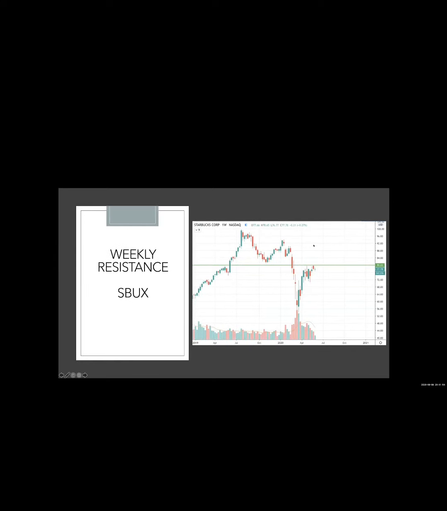Weekly for Starbucks. So, just got one rejection here in April or May, and then another rejection on this weekly candle in June. So very clear, the 80, it's a whole number. That's a very nice little weekly double rejection right there.